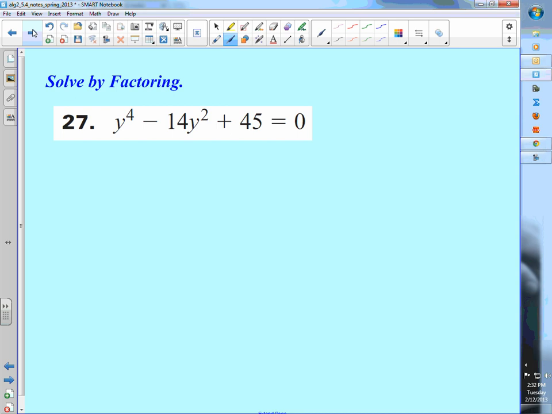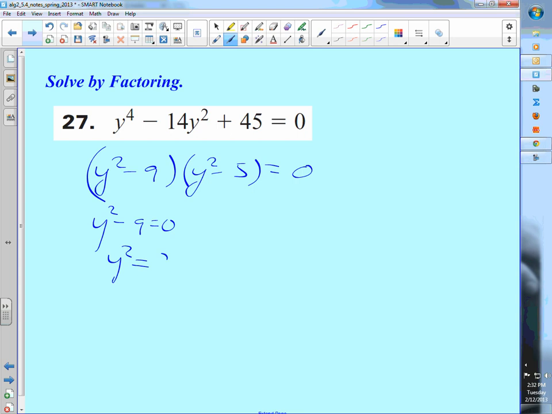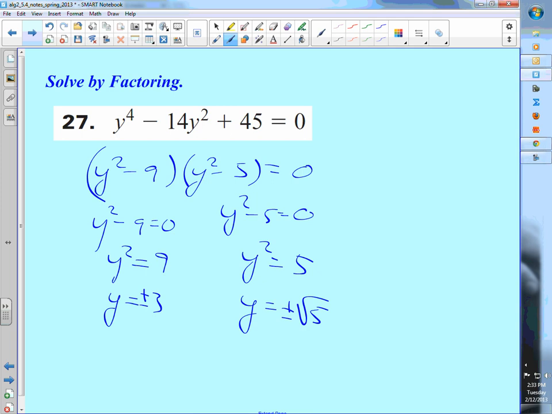Oh, actually, first. This one's in quadratic form, so you can either substitute, or you could recognize, hey, it's going to be y squared minus 9 and y squared minus 5 equals 0. And y squared minus 9 equals 0. You can solve it like this without factoring. What would y equal? Plus or minus 3. Here, you do the same thing, but you're going to get a radical solution on this one, and just leave it root 5. I don't want decimals for that.